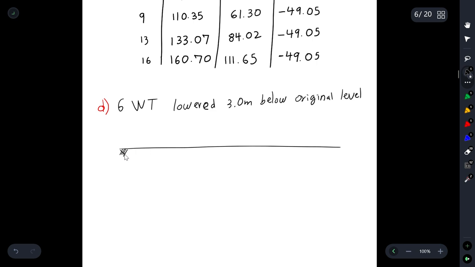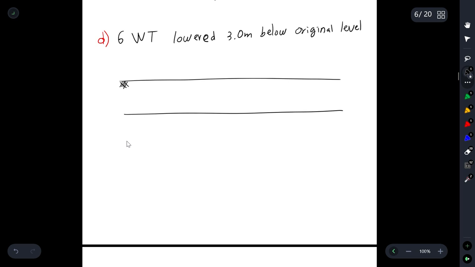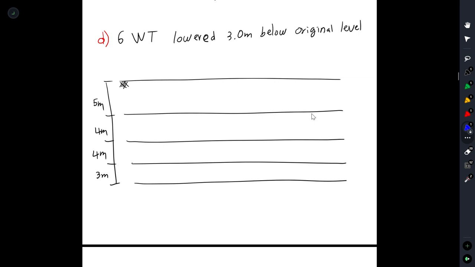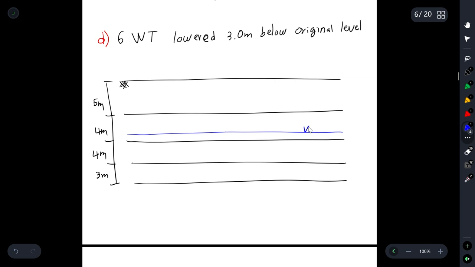So again, we draw each of the layers. We have 5 meters, 4 meters, 4 meters, and 3 meters. But in this case, the groundwater table, which was originally at this depth, is somewhere along these lines here. So groundwater table, in this case, it's 8 meters. Okay?